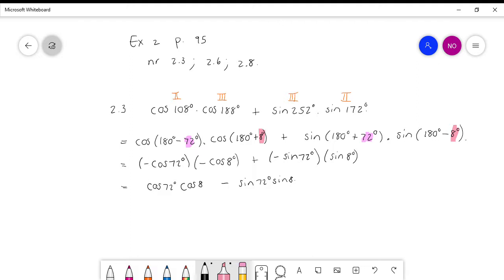Okay, so now you go back to those identities that we did yesterday and you look for one that looks similar to that. So look, it's cos of an angle, cos of another angle, minus sine of the first angle, sine of the second angle. Do you see that?